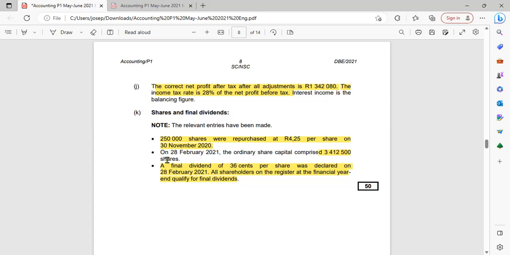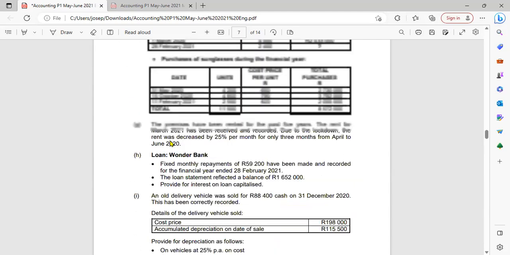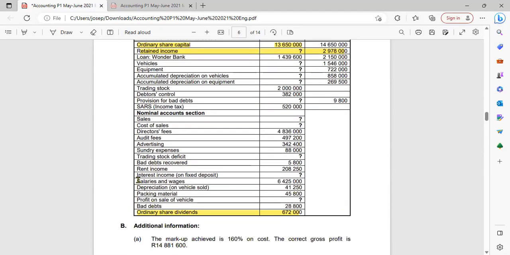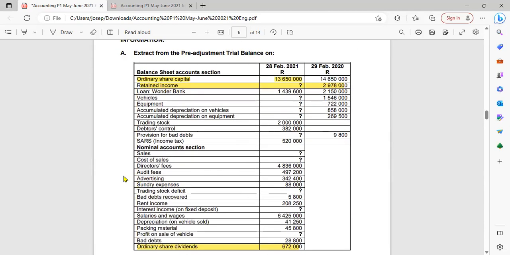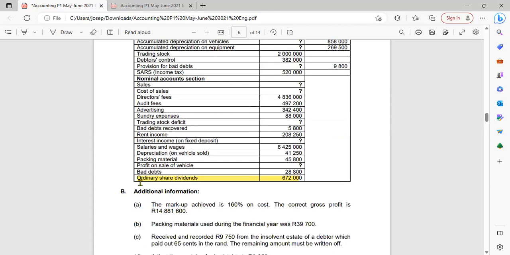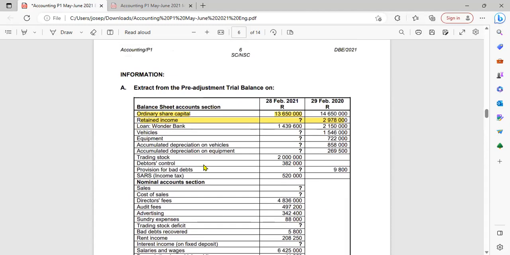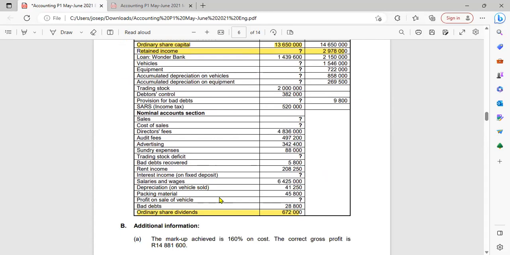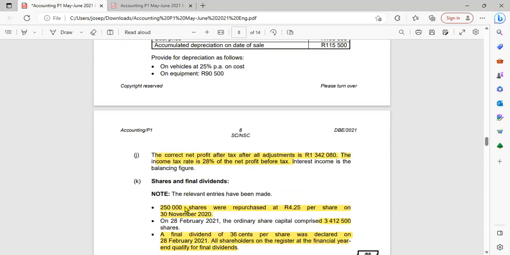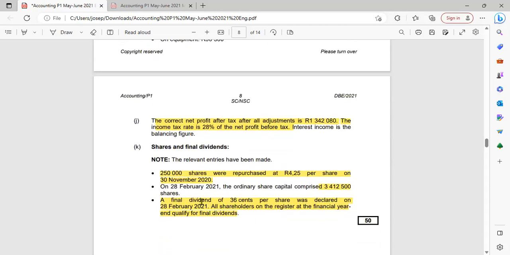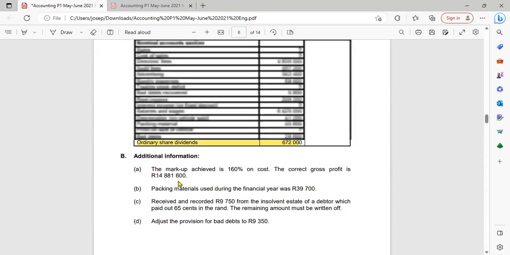But for now, we are not going to calculate it. From the information that we have, they did not tell us anything about interim dividends, meaning we are going to go to information A. From information A, we see that we have information with regards to ordinary share dividends. This one of ordinary share dividends is going to be our interim dividends, guys, because they only gave us the information regarding the final dividends.